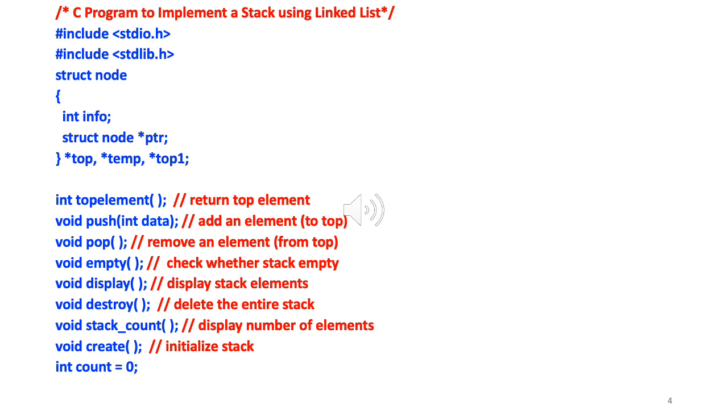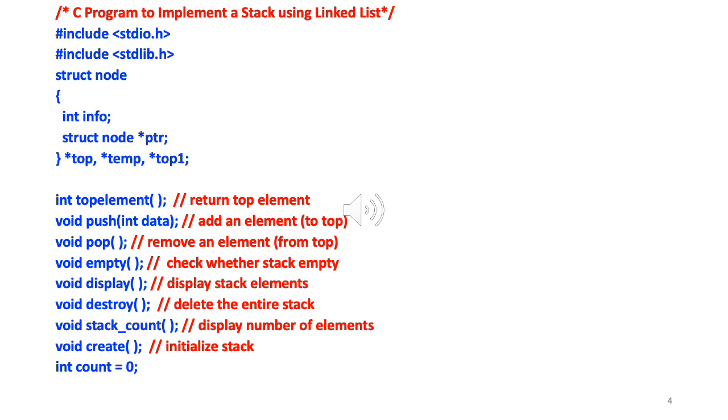So next we look at the definitions of our various functions. Int top element, so this will return the top element. So at any stage, we'll have a pointer pointing to the top node, and using that pointer we can use the arrow operator and get the info value, which is an integer, and we just return that. So that's what it will do.